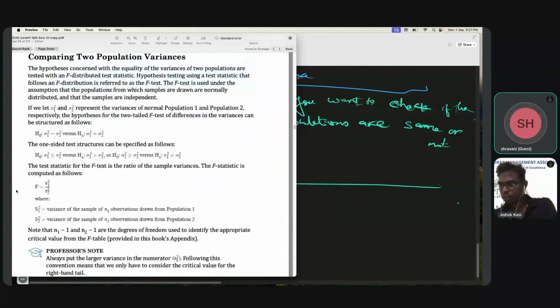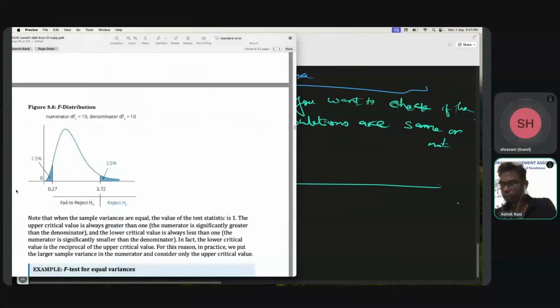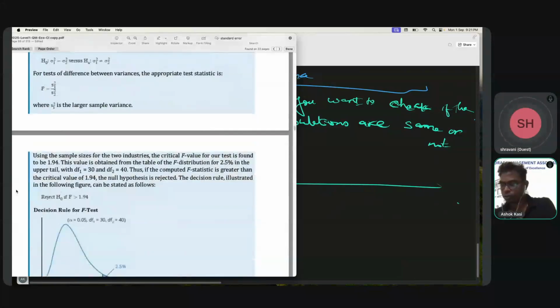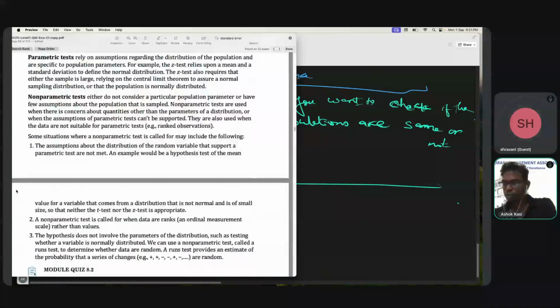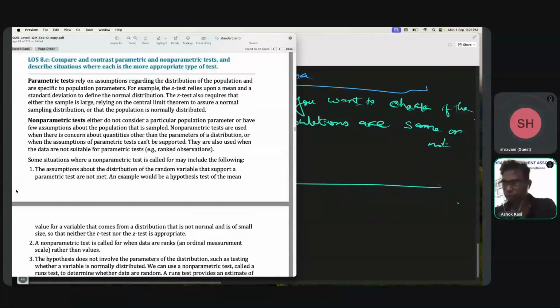So majorly, in between that stuff only I had to cover. Now the rest will be okay. Then parametric test and non-parametric test. This theory is also needed. So basically, you can say parametric, these characteristics.